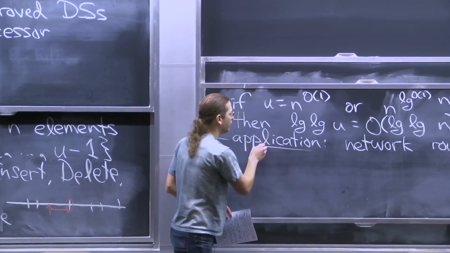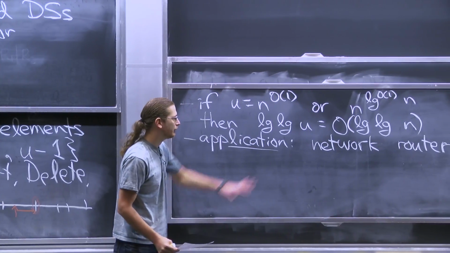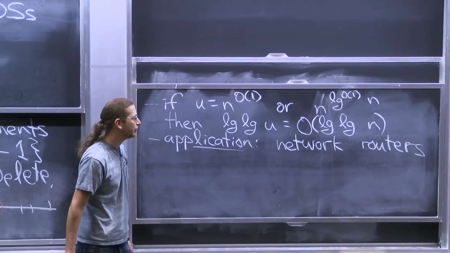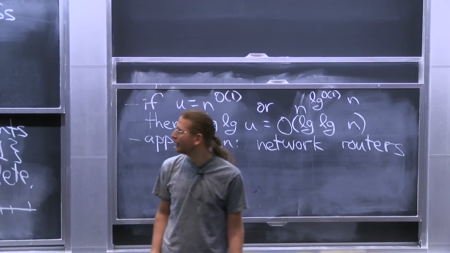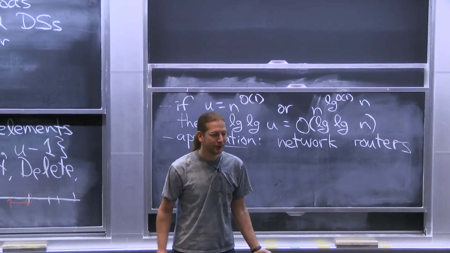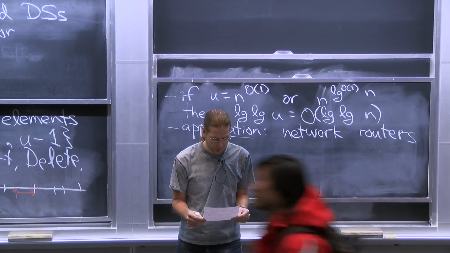So that's it. And as you may know, network routers are basically computers. They used to have a lot of specialized hardware. These days, it's pretty general purpose. And so you want nice data structures like the one we'll cover.